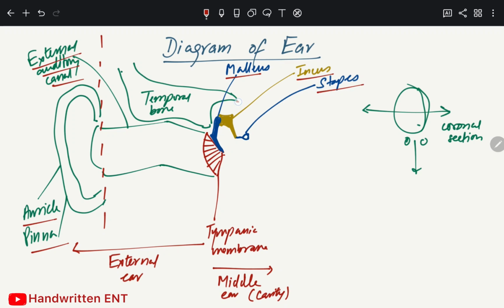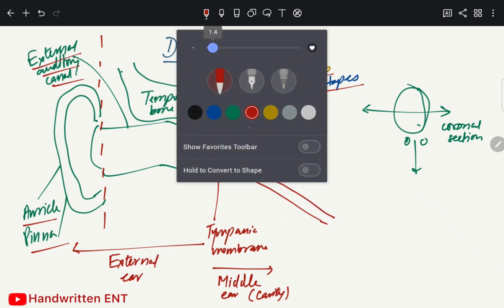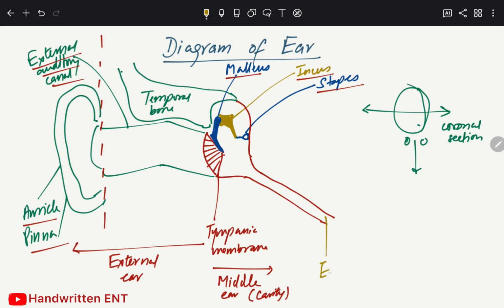So let me complete the diagram. This is the middle ear cavity, and from here arises the eustachian tube. So this is the eustachian tube, which opens up in the nasal cavity. We will discuss that later.